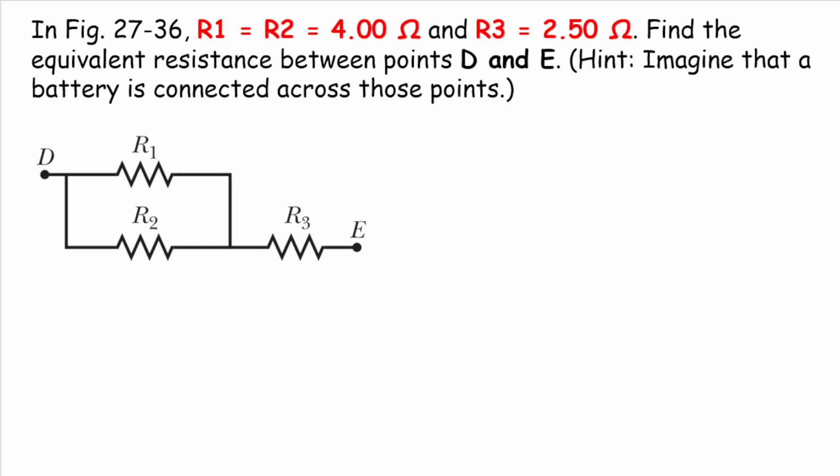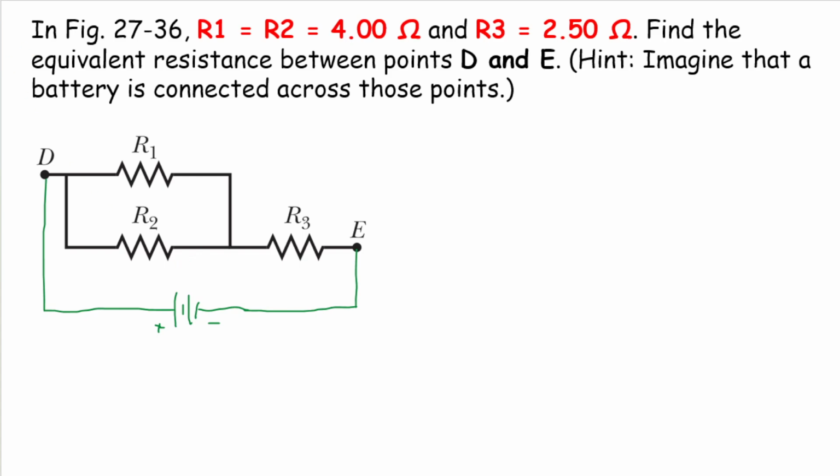Okay, maybe let's not just imagine, but also draw it, right? So we will have a battery here, and that will be connected to D and E. So we will have it like this here. This is the positive terminal, and this one will be the negative terminal like this. And this is our battery. We do not determine the magnitude of the voltage, so we will have this as an arbitrary battery here.